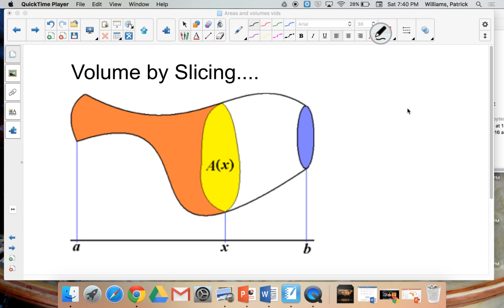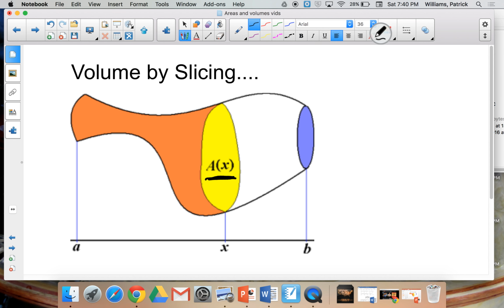But what we can do if we want to find the volume of this weird shape, there's no straight equation like the volume of a sphere is 4/3 pi r cubed, the volume of a cylinder is pi r squared times h. There's no formula like that that we can use for this shape. However, we can take advantage of the fact that we can come up with a formula for the cross section at any given point along this shape. So the cross section is this yellow region, and we say A(x) is the area of that cross section. Notice that it is a function of x.